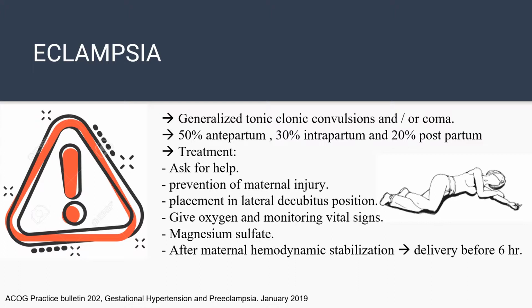So the normal progression of a preeclampsia, if you don't detect it on time and you don't treat it on time, is to develop an eclampsia. An eclampsia is the end stage of the disease, characterized by generalized tonic-clonic convulsions and coma. It occurs 50% of the time before delivery, 30% of the time during labor, and 20% of the time postpartum.